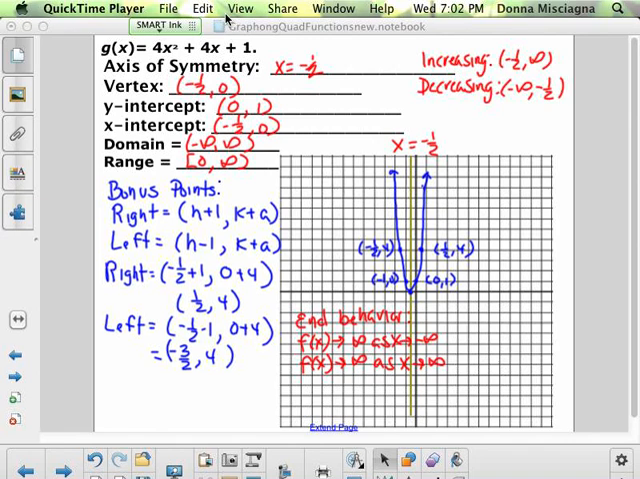All right, so I hope our bonus points to the right and left make perfect sense to you now. And so that's just one way that you can get one extra set of points. Very helpful sometimes in graphing, especially when you only had a vertex and a y-intercept.